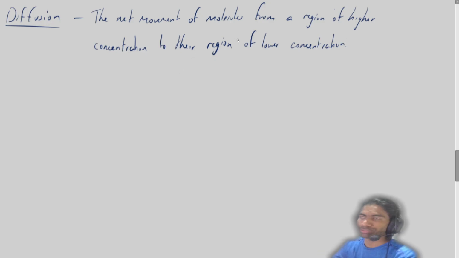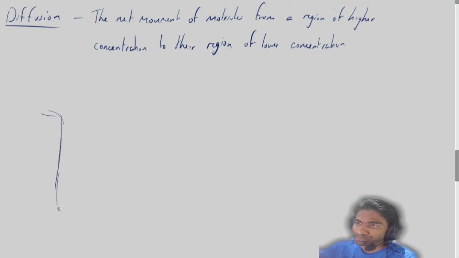Okay, there are other definitions of this as well. My favorite one is just saying that it's the net movement of molecules down a concentration gradient. That's just fancy talk for the fact that the molecules are going from a high concentration spot to a low concentration spot.